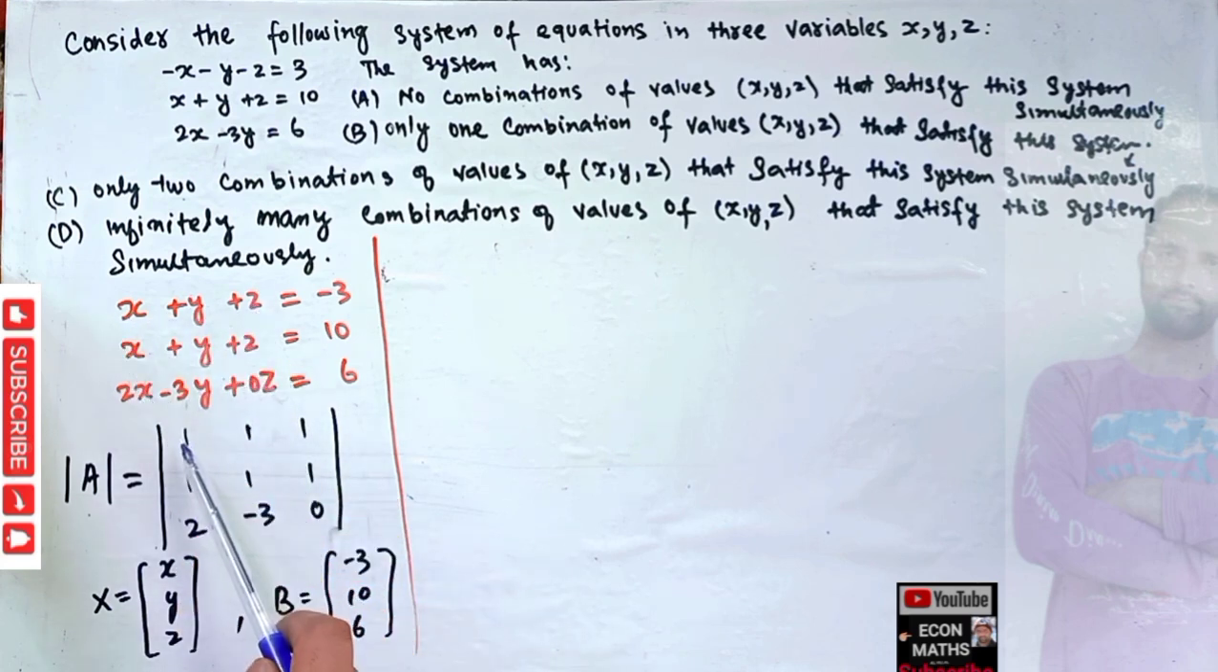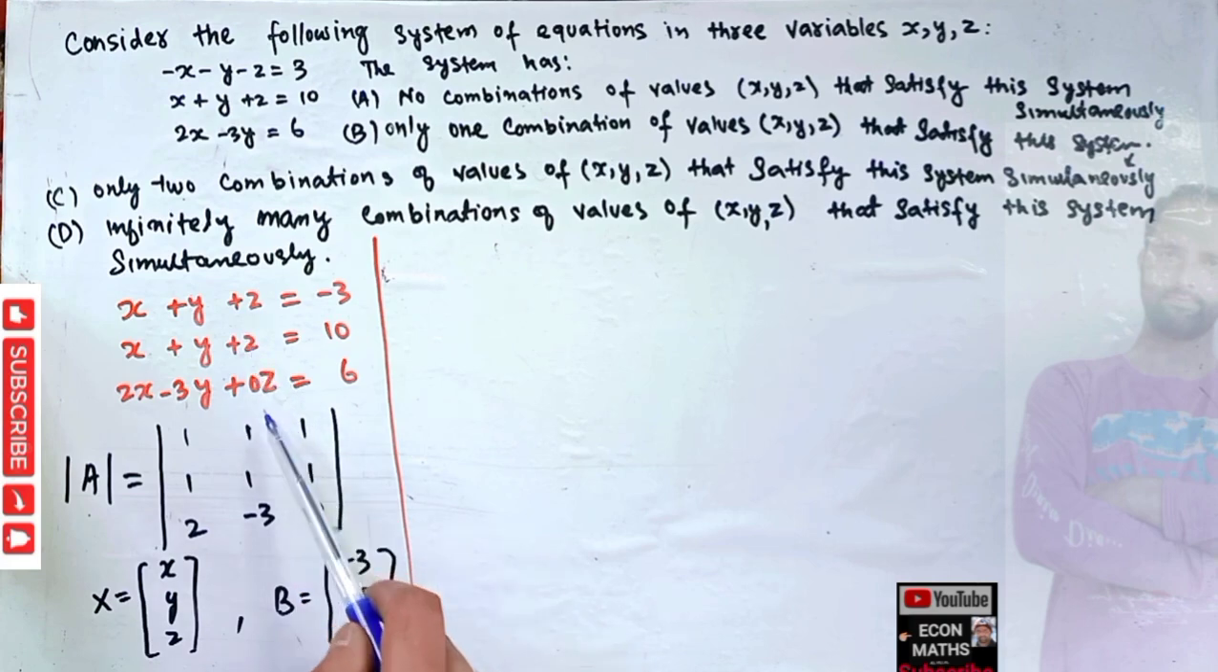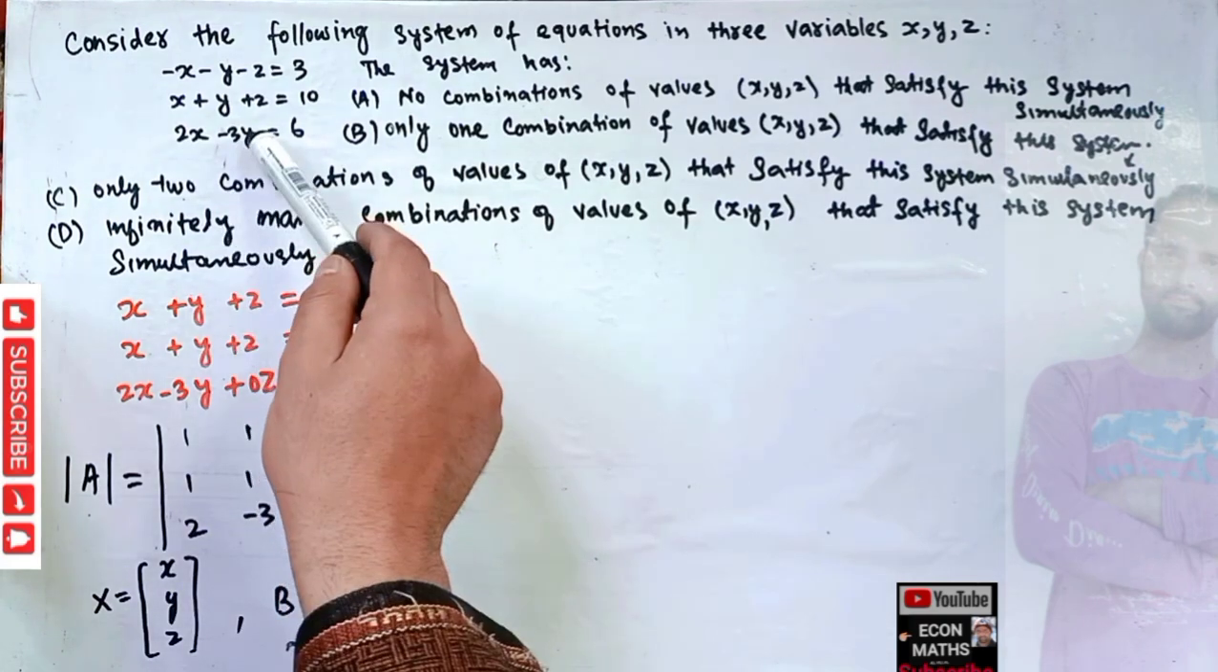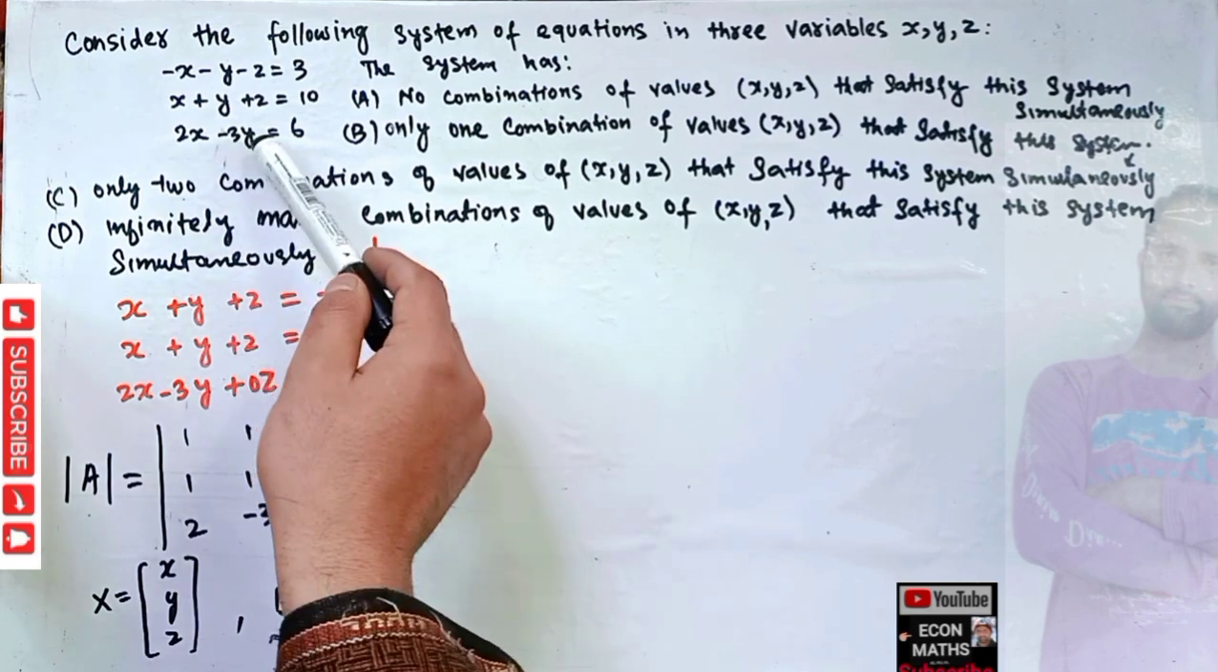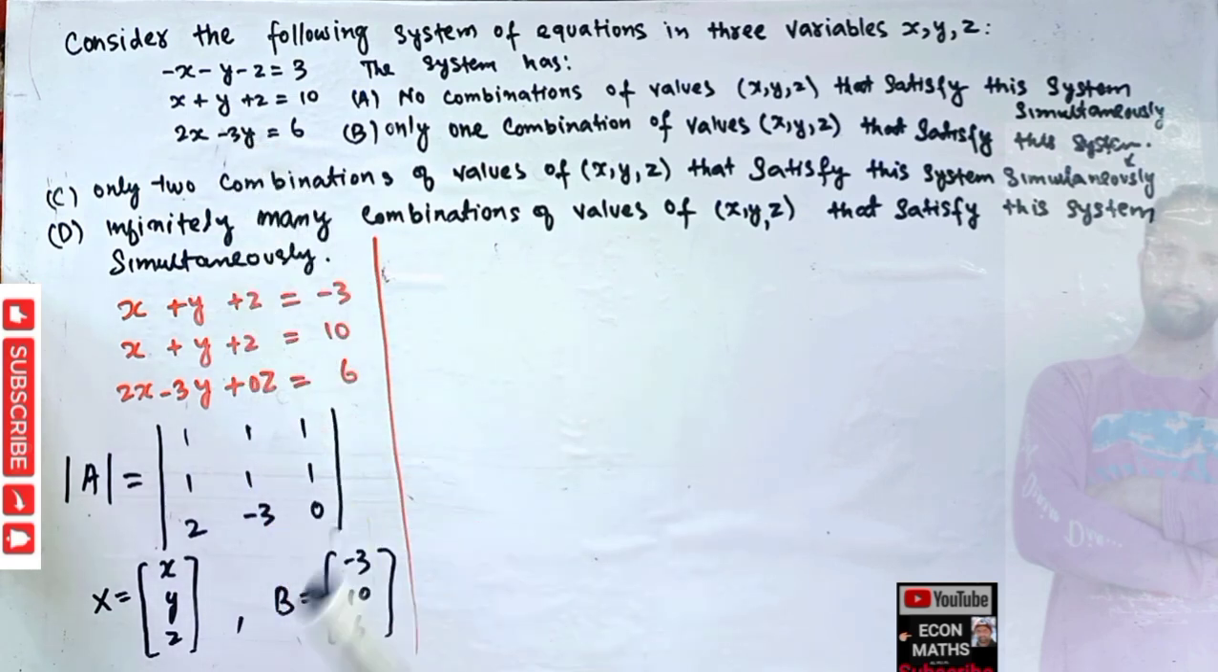So the coefficient of x is 1, here also 1. The coefficient of x here is 2. So here we have 1, 1, minus 3, 1, 1, minus 3, 1, 1, 0. In place of z, I have written 0 times z, since no z is involved, so 0 here. And this x is the solution vector, for which we need to find the values of x, y, z, and b denotes the vector of constant terms.